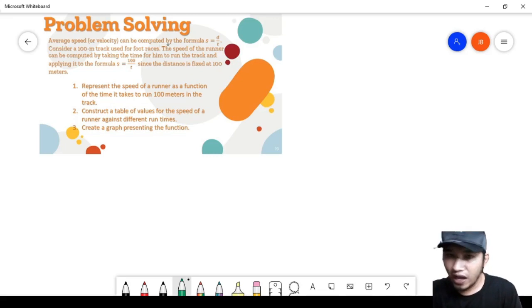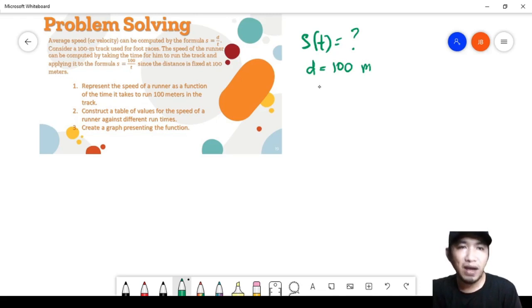Represent the speed. Okay, speed ang hinahanap, in terms of time. Oh, kasi sabi niya, represent the speed of a runner as a function of the time. So, S ang hinahanap, in terms of time. And your distance is equal to 100 meters. Pero guys, alam natin that may formula tayo ng speed, and that is S is equal to D over T. In terms of time ang hinahanap dito, edi palitan lang natin ng S of T.